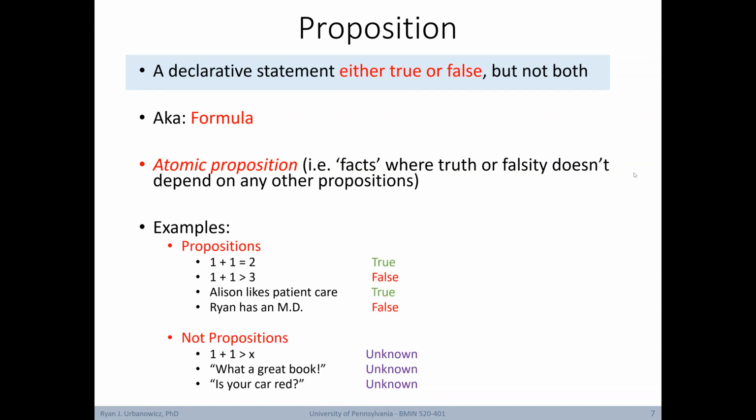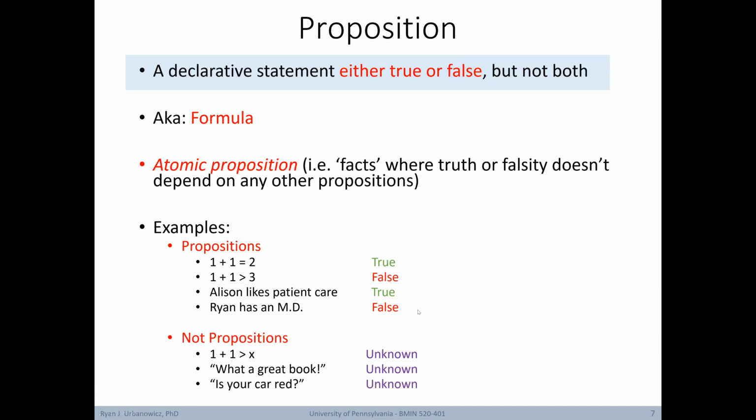Here are some examples of propositions. The statement 1 plus 1 is 2 has a value of true. The statement 1 plus 1 is greater than 3 has a value of false. Allison likes patient care, we'll assume that's true. And Ryan has an MD, that's not true.